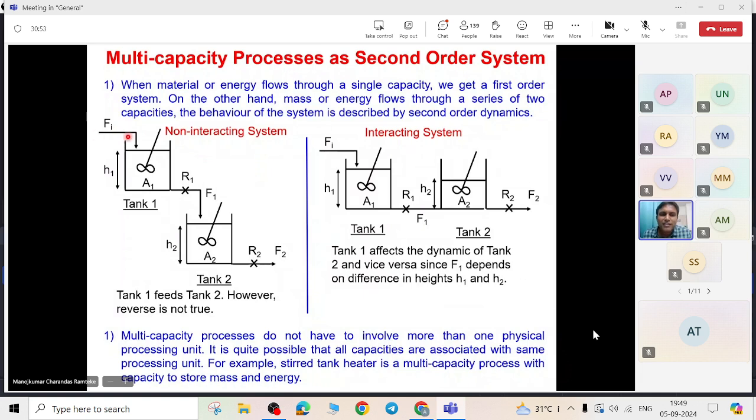Remember, in this case, the differential equation which we are going to get is what? A dH1 by dt will be equals to Fi minus F1, isn't it? And F1, I can take it as H1 by R, isn't it? If I rearrange this, I'm going to get A1 R1 dH1 by dt plus H1, and that should be equals to R into Fi, isn't it? That is what I'm expected to get. Do you all agree with me? Yes or no? Yes, sir.